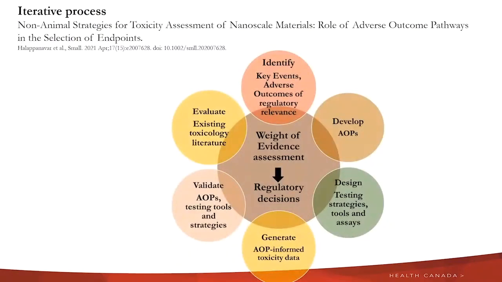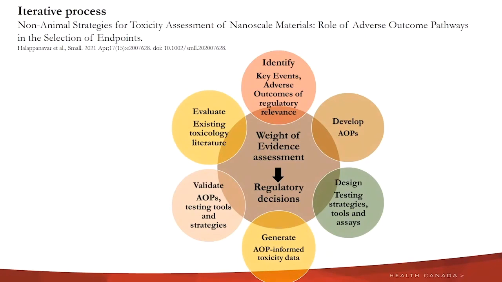The AOP building process is kind of iterative in the beginning, in the sense that you start off with the toxicological data that is available to you, and you put it in the context of the AOP framework, and then you identify key events and adverse outcomes, etc. Then you put together the whole information in an AOP modular format. So you develop an AOP.